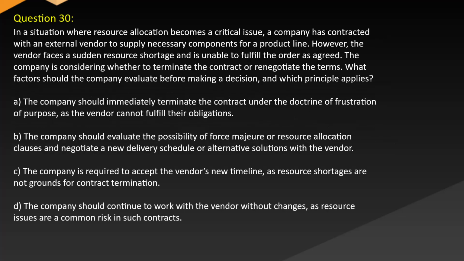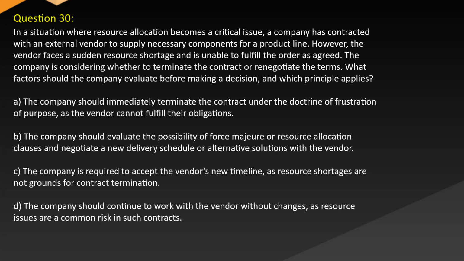Question 30. In a situation where resource allocation becomes a critical issue, a company has contracted with an external vendor to supply necessary components for a product line. However, the vendor faces a sudden resource shortage and is unable to fulfill the order as agreed. The company is considering whether to terminate the contract or renegotiate the terms. What factors should the company evaluate before making a decision, and under which principle?